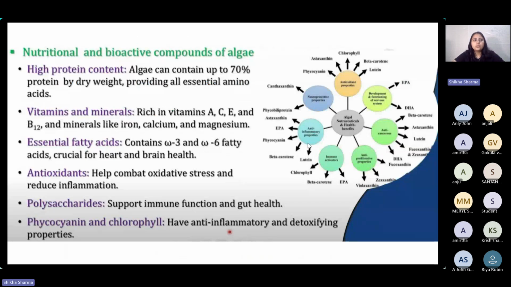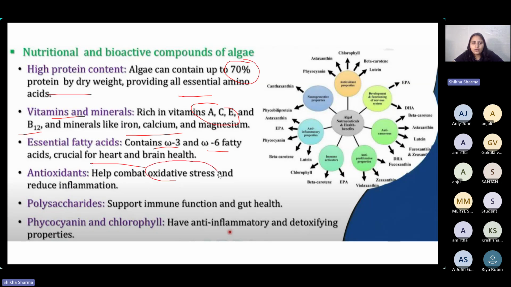So basically, if we see the nutrients, algae have high protein content. Algae can contain up to 70% protein of the dry weight and have all the essential amino acids and vitamins. They are a rich source of vitamins A, C, E, B12 and minerals like iron, calcium and magnesium. They also have omega-3 and omega-6, which are very good for heart and brain health.